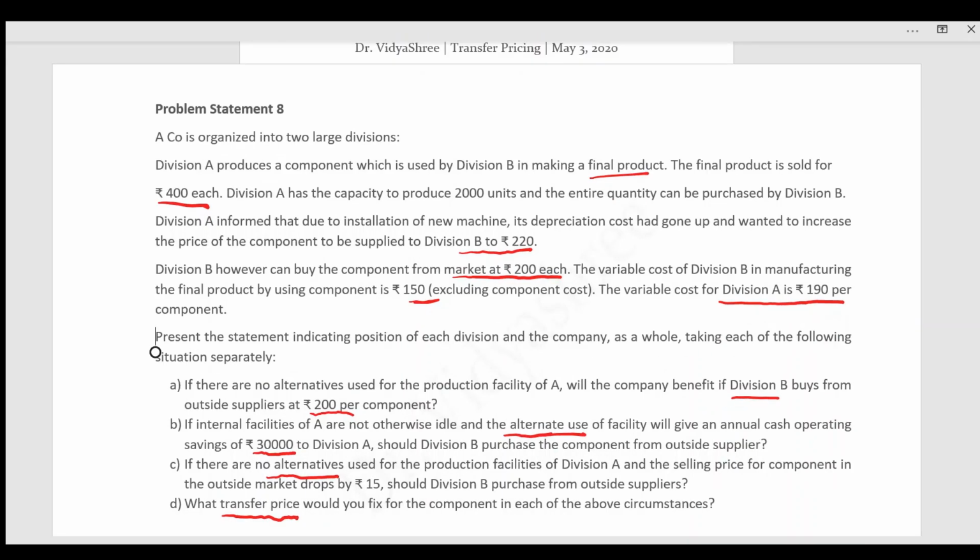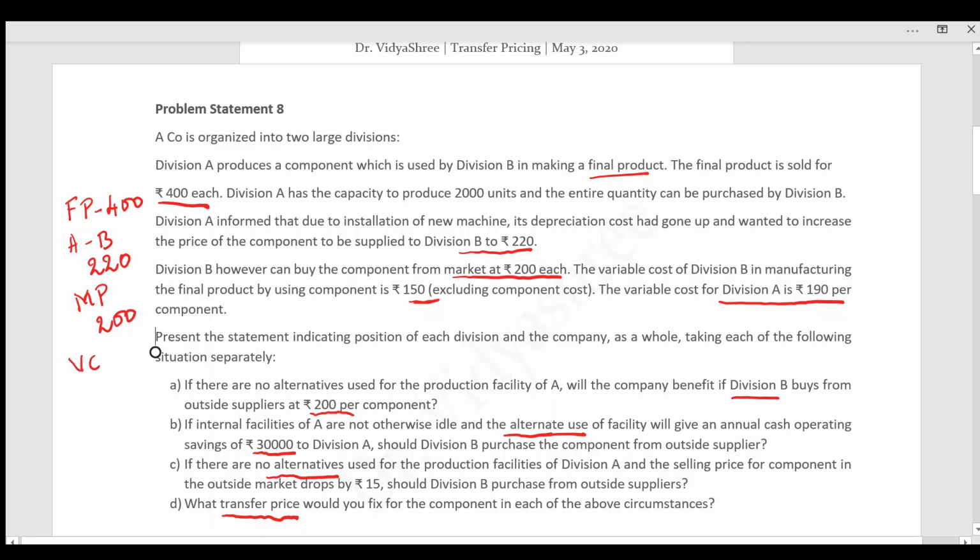Well, before moving on with the solution, let me tell you a few things so that you can remember well. The final product of division B, which it is selling to the outside market, is for rupees 400 per unit. If this component is purchased by division B from division A, that is, if division A is selling to division B, it is selling the component at rupees 220. If division B is purchasing the same component from the market, then the market price of the component is rupees 200.